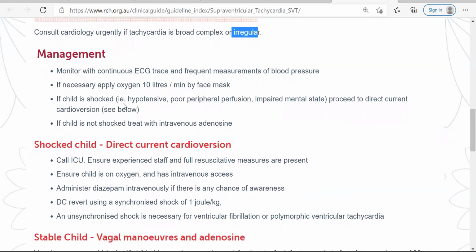Management. This management is for SVT. Someone asked me that according to the RCH we need to give adenosine for every patient. Can you show me, Dr. Vagia, where exactly it's written in this way?